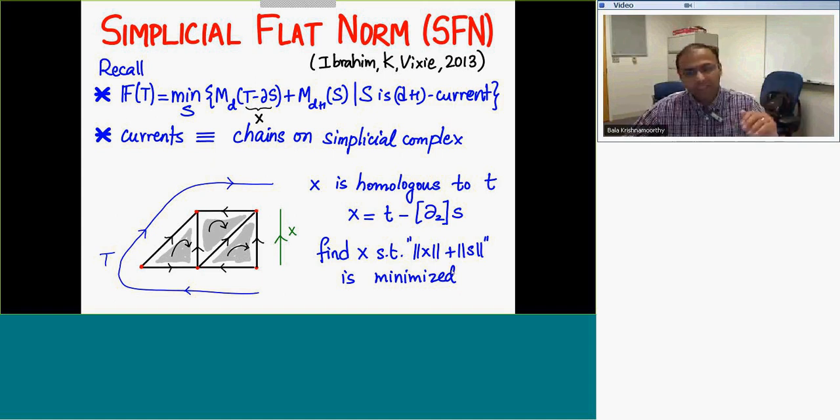Given one chain, you want to find another chain that's homologous, with some weights. The main point here is that I'm not just minimizing the length of X, but the sum of the length of X and the area of the two-dimensional chain S used to define the homology.